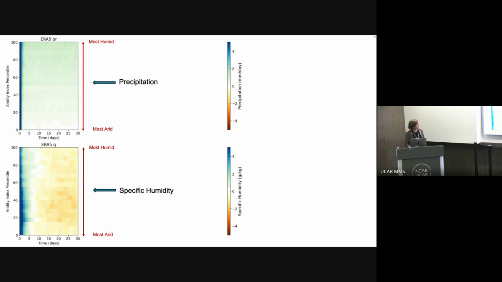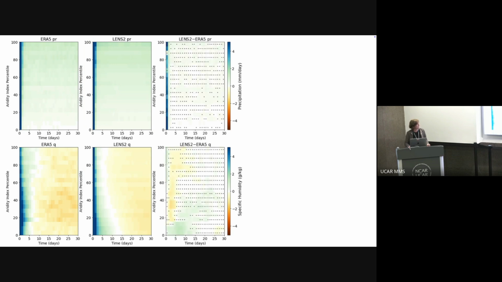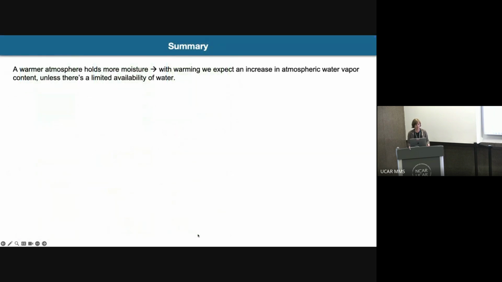So this is for ERA5. The top is the precipitation composites, looking at how humidity falls off as a function of time following precipitation events. That's what it looks like in CESM2, and then that's the difference between them. There are some differences in how humidity evolves after it's rained, but we're looking for something that can explain this common issue across all of these arid and semi-arid regions, and they really don't seem to be that different, ERA5 and the CESM2 large ensemble.